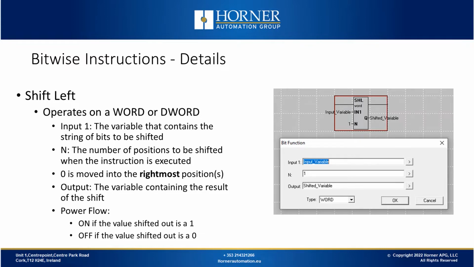What does that instruction do? That instruction operates on the bits in either a word or a double word variable. The first input to that function is the word variable that contains the string of bits that need to be shifted. N is the number of positions that we want to shift those bits. Usually that number is 1, but it could be something else. The output is the variable containing the result of the shift, so that bit pattern after the shift is copied into the output. So when shifting left, 0 is moved into the rightmost position.